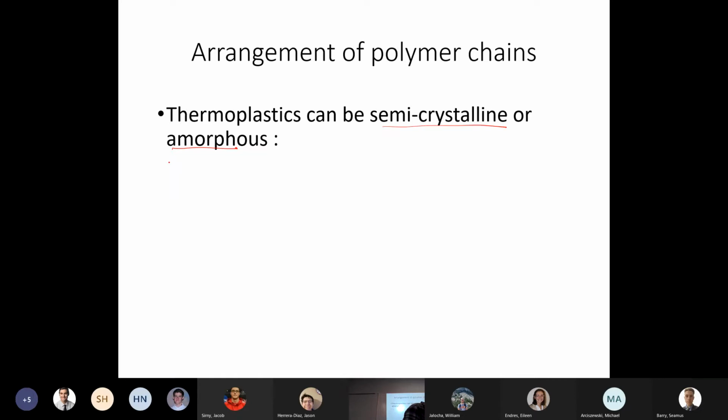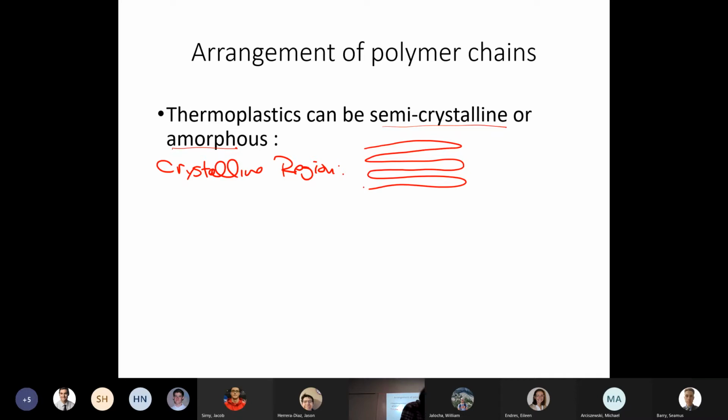So if we have a crystalline region, we know that we go with the folded chain model. Those chains or molecules of polymer arrange themselves in this folded chain. We see that this distance between the chains generally is smaller than if we are just having a random arrangement.